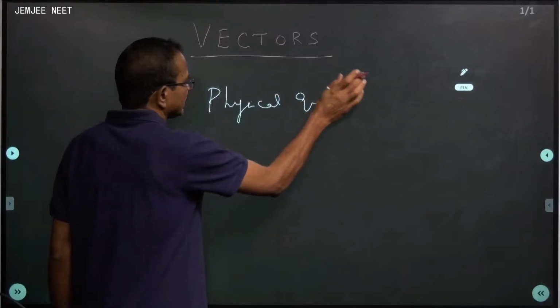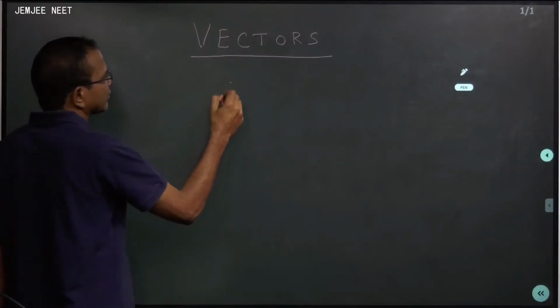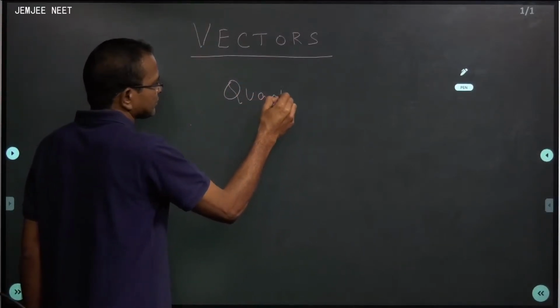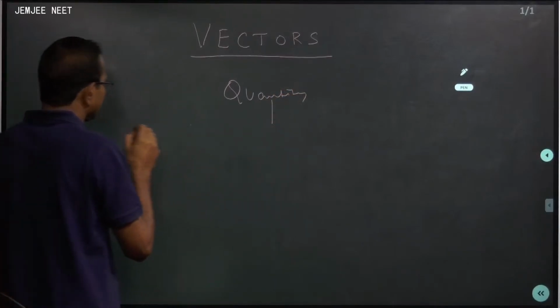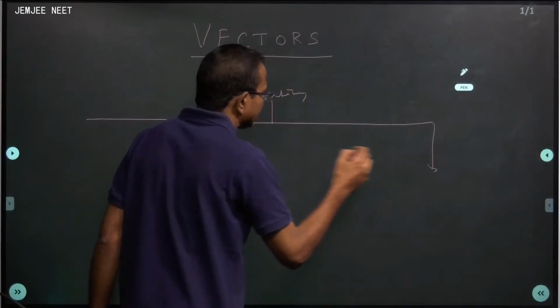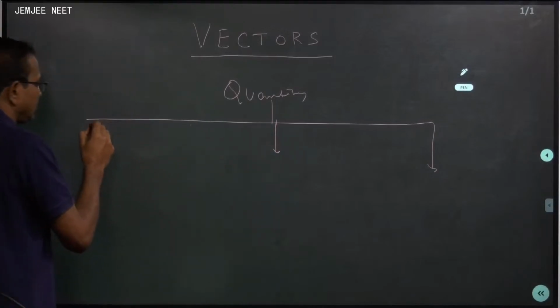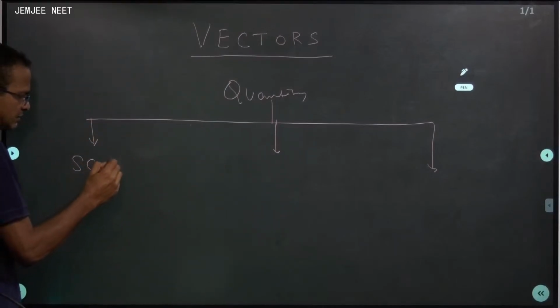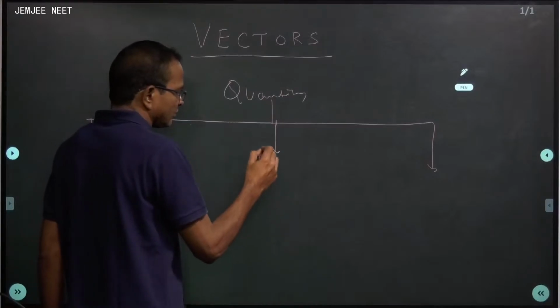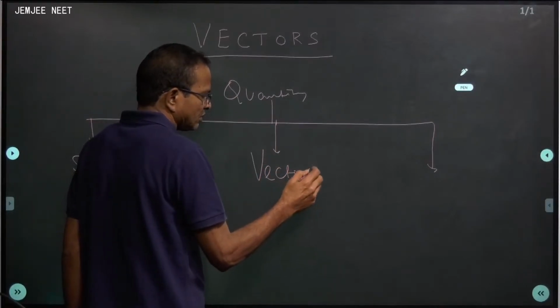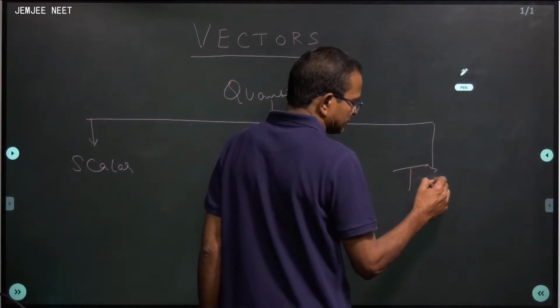A physical quantity is basically divided into three types. Number one, scalar. Number two, vector. Number three, tensor.